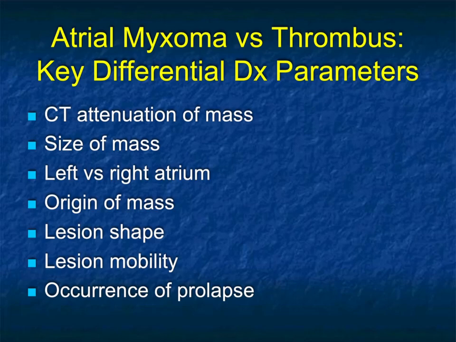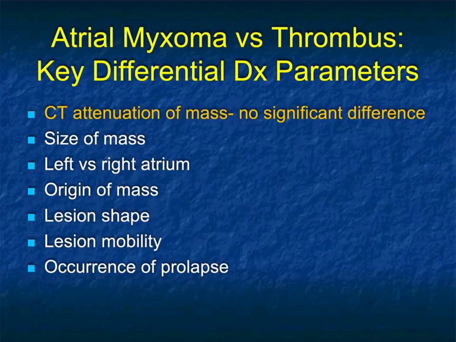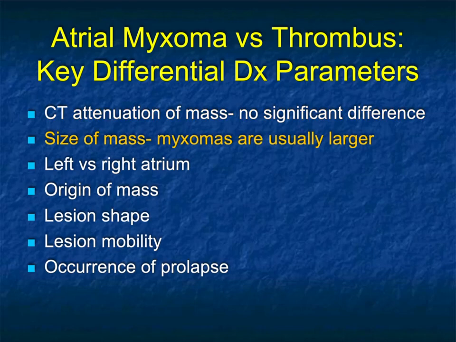Now, let me end with just one summary set of slides. There used to be an idea that you could separate myxomas versus thrombus looking at these 7 features. So let me go over them. Attenuation of a mass, truthfully, calcification may be a bit more common in myxomas, but you can see calcifications in long-standing thrombi. Myxomas are usually larger, but on the small lesions, there's significant overlap, so that's not very helpful.